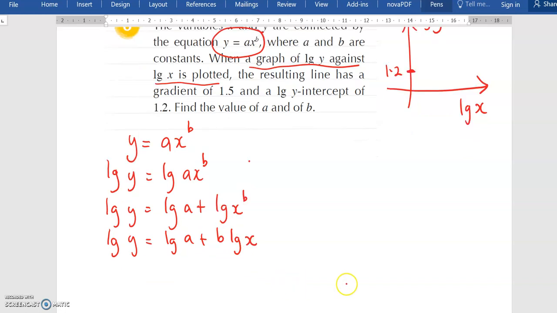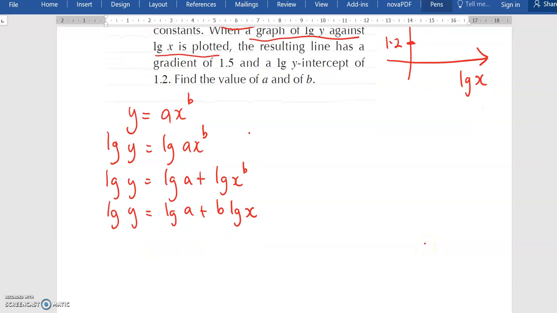Okay, let's identify which one is your m and which one is your c. Okay, this is your capital letter Y. This is your mX, and this is your y-intercept. So therefore, the gradient m is actually b, and you are already given that the gradient is 1.5. So 1.5 equals b. That's your first answer.